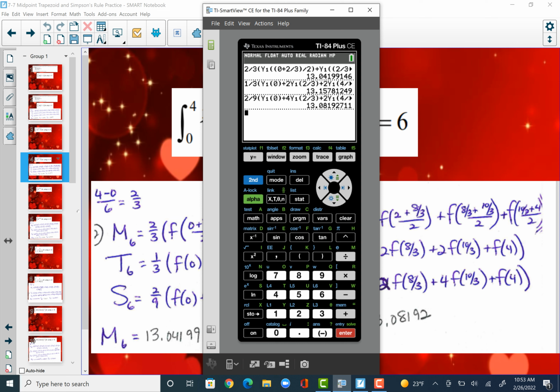All right, so that is how you use the calculator using these rules.